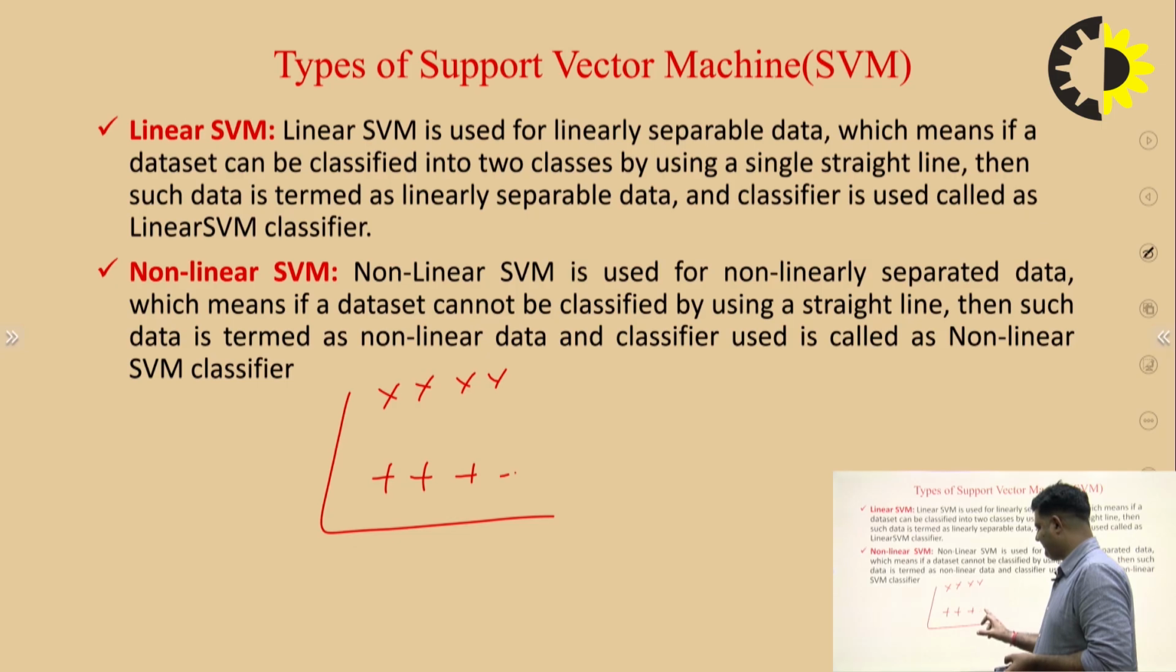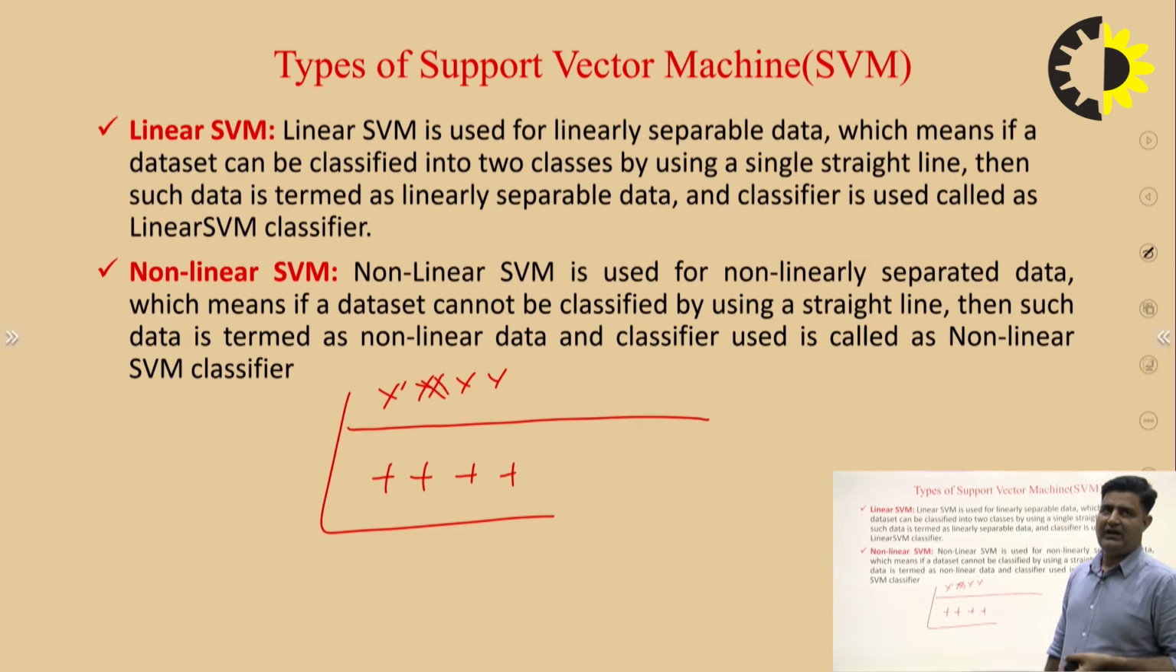We want to classify the data with the help of a decision line, either into class 1 or class 2. So this data is separable data. Sometimes data is not separable.